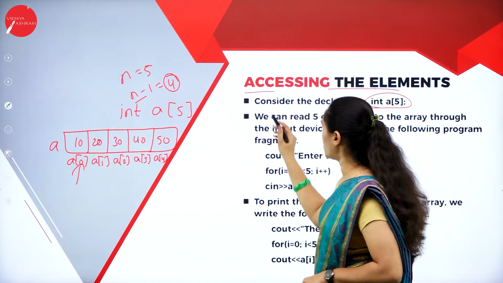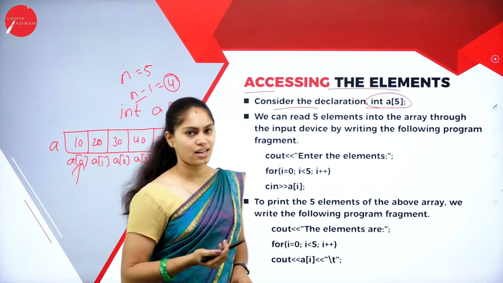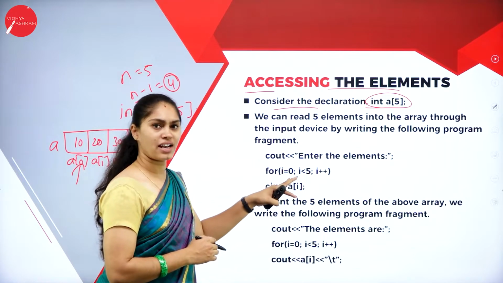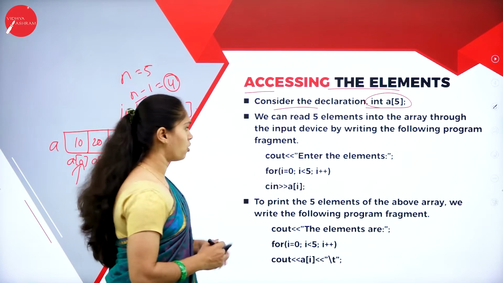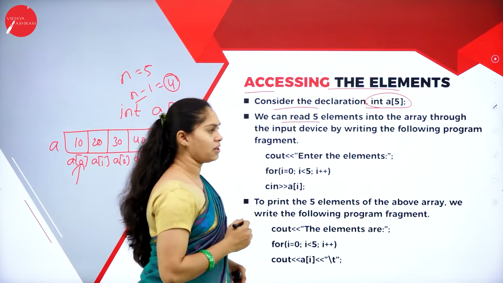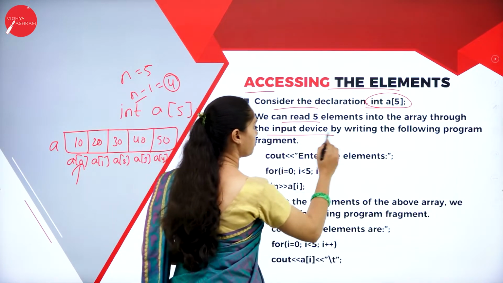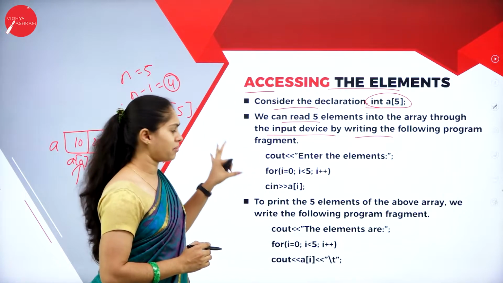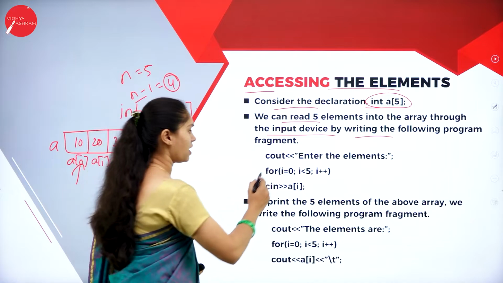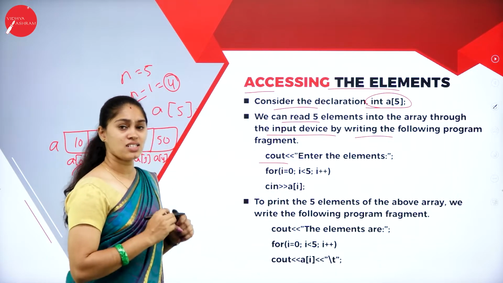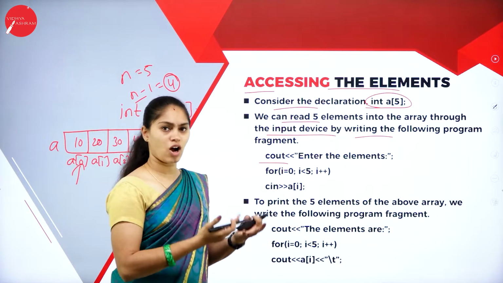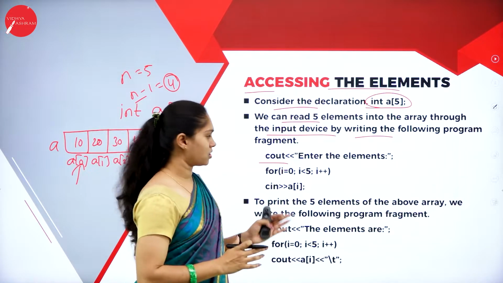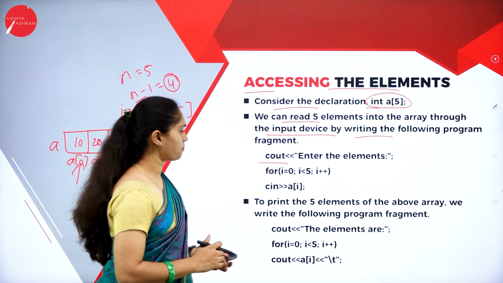We'll see now. Consider the declaration: I have declared int A of 5. Then we can read the 5 elements into the array. The maximum number of elements is 5, so we can read 5 elements into the array from the input device by writing the following programming segment. We'll see what this programming segment is all about. Here, we have a cout. As we all know, cout is used to represent the output screen, or to display the statement on the output screen. That is, console output.